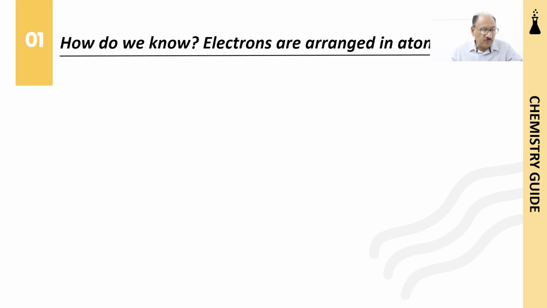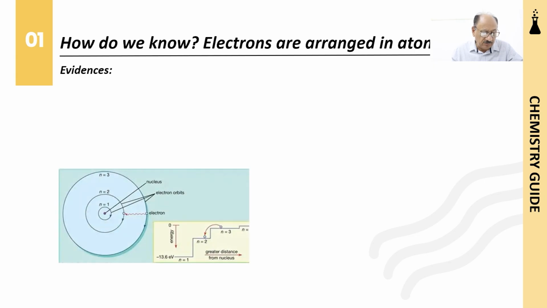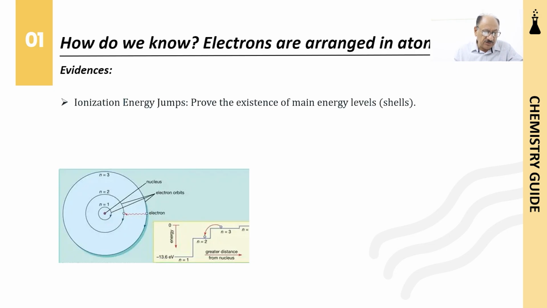Then next, if we start, how do we know? The question is, how do we know that electrons are arranged in atoms? What is the evidence for this? We can have evidence from ionization energy jumps. If you see ionization energies, these have jumps, which proves the existence of main energy levels.